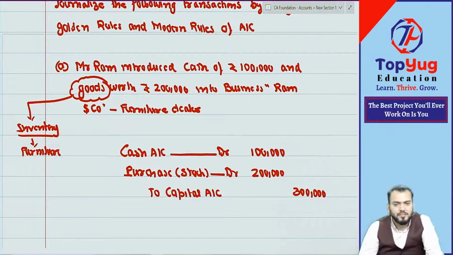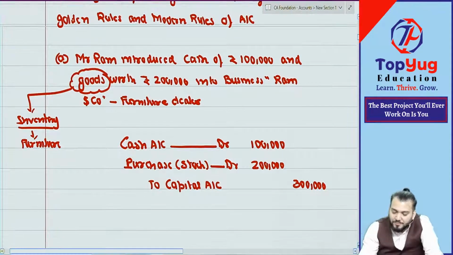Right now we are writing only the journal entry. We are not following the format. The format of date, particulars, ledger folio, debit, credit will be needed in the exam. Right now our focus is only on the journal entry.